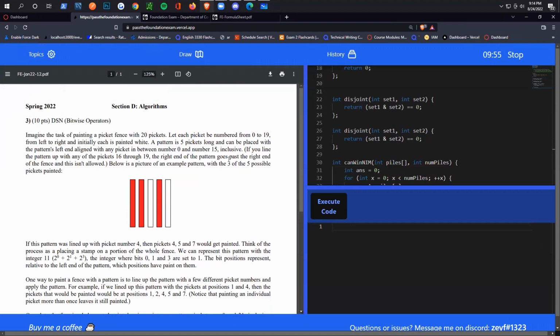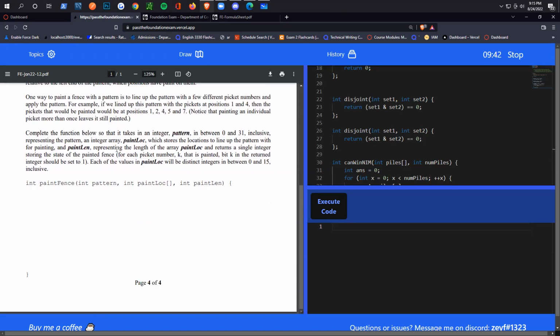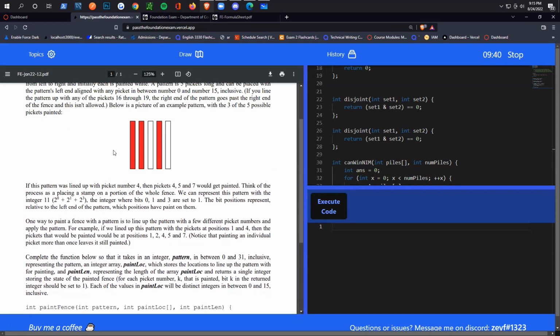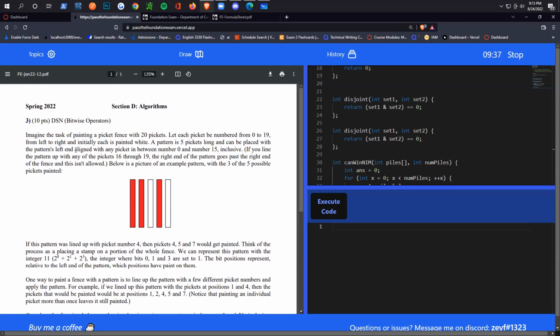I'm just going to go line by line, because this is actually the foundation that I took. A lot of this is a lot of writing, and you don't really need all of it. But imagine the task of painting a picket fence with 20 pickets. Let each picket be numbered from 0 to 19. That makes sense, because 20 pickets, 20 bits goes from bit 0 to bit 19, from left to right, initially painted white.